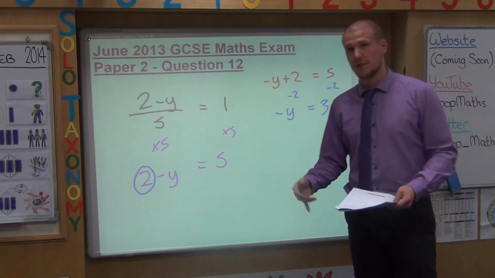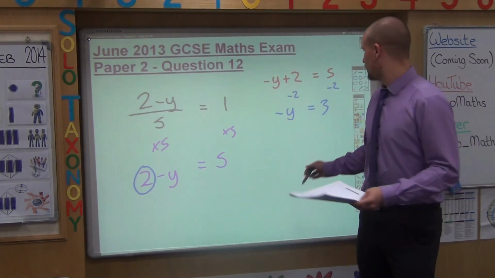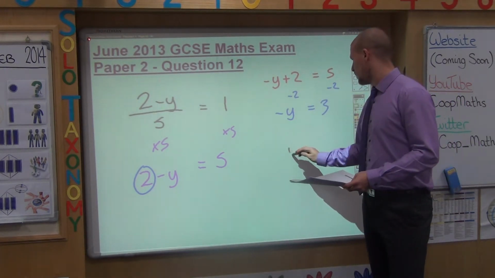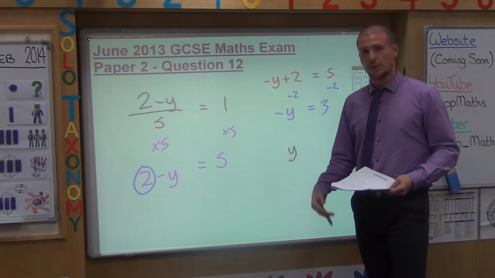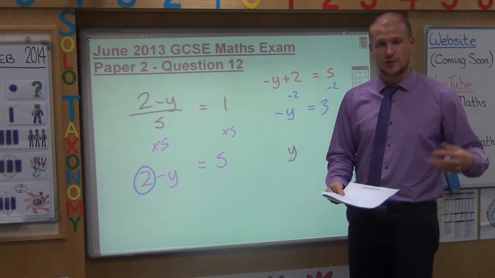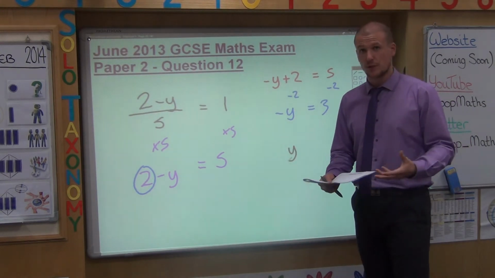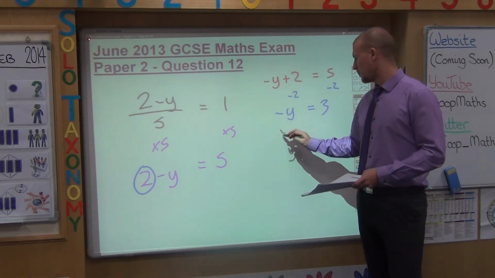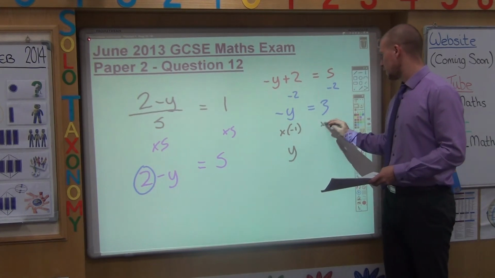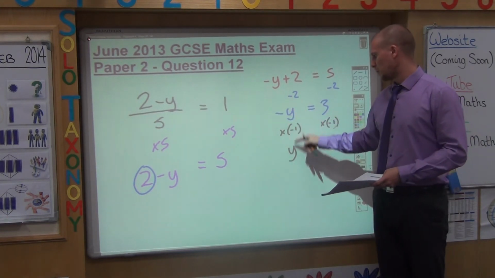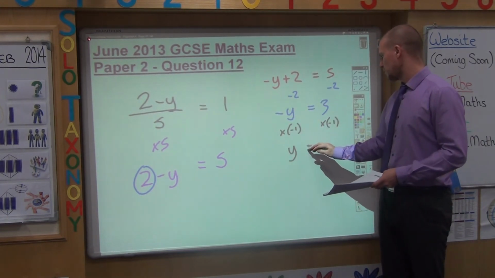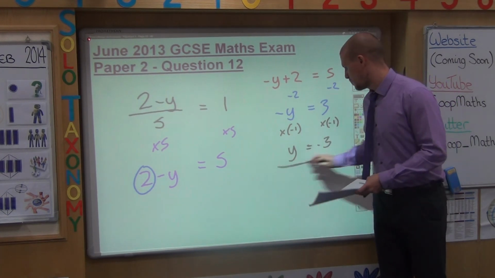If you end up in this situation, in order to turn it into a positive y, you need to multiply it or divide it by negative 1. All that does is it changes the signs of everything on both sides of an equation. It doesn't change the size of the value. So I multiply by minus 1, do the same over here. That negative y becomes positive, that positive 3 becomes negative. Y equals minus 3.